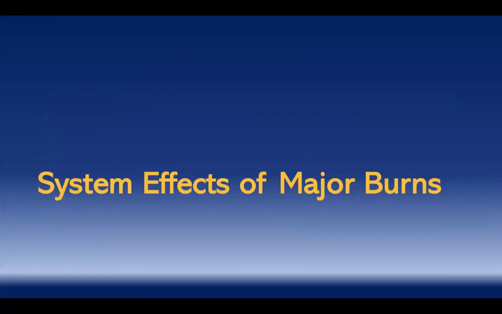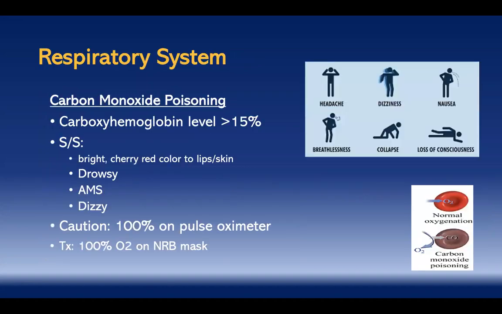So when a patient does have a major burn, it not only affects the skin, but it really impacts almost every system of the body in major ways and requires significant life-saving intervention in order for this patient to recover. So we're going to talk a little bit about the system effects of major burns, starting with the respiratory system. The first risk to the respiratory system is carbon monoxide poisoning. So when patients are in, like, house fires, for example, they can start inhaling carbon monoxide into their lungs.